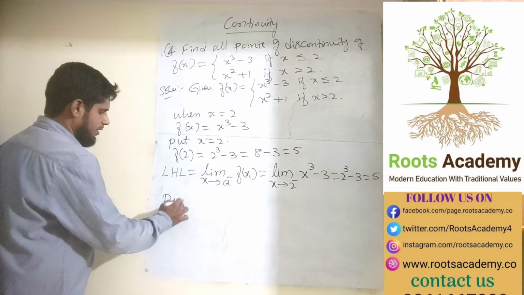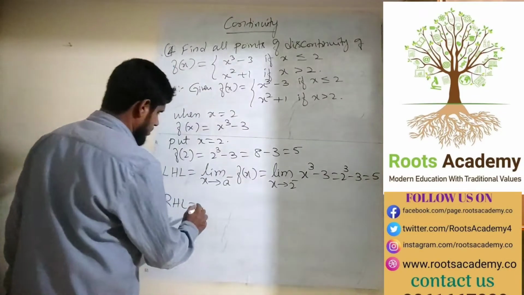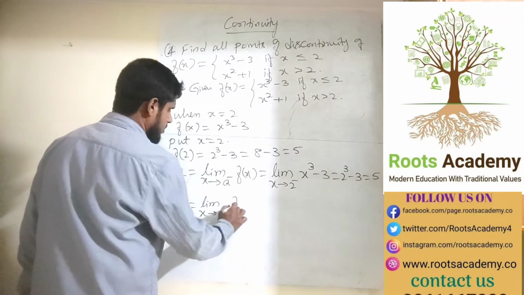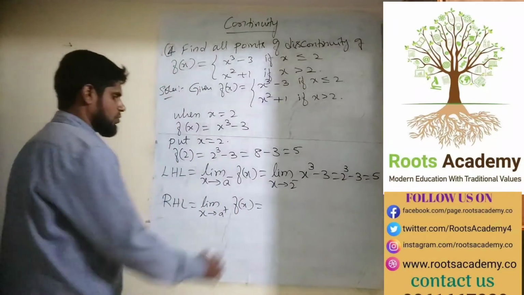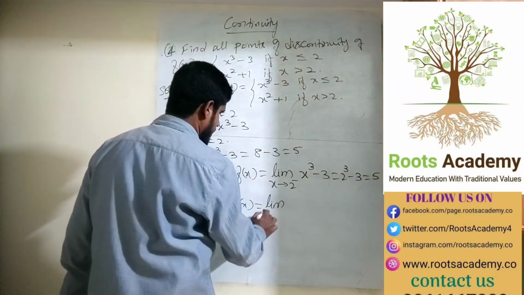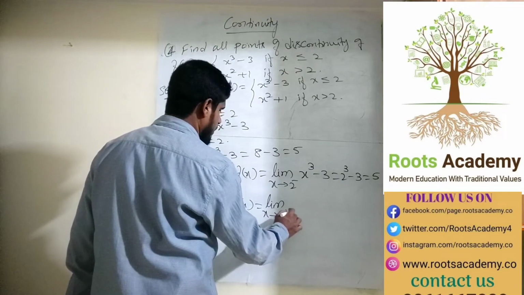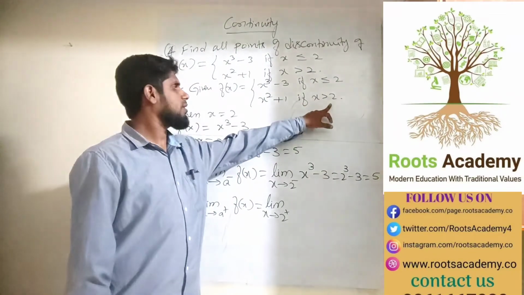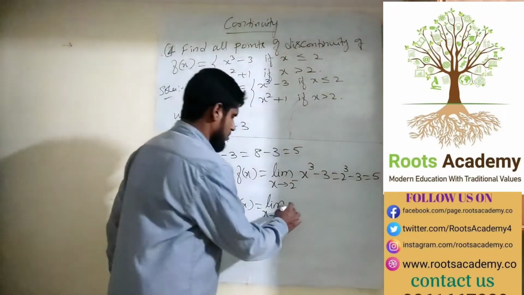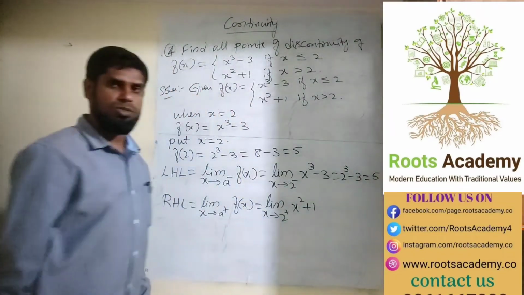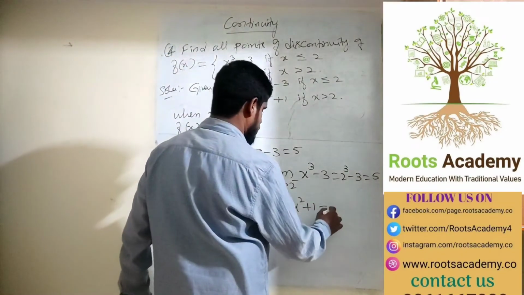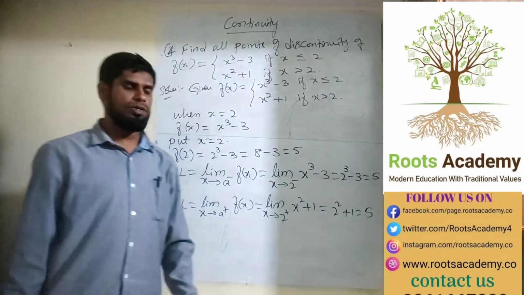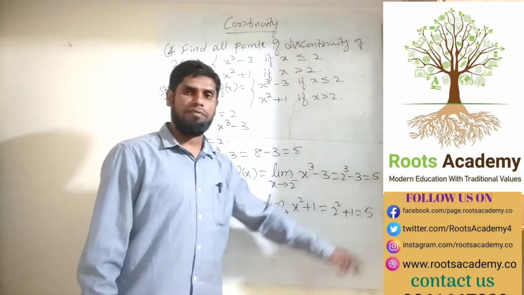Next is the right hand limit. Limit x tends to 2 plus f of x is equal to limit x tends to 2 plus. For the right hand limit, students, this is the condition and the function is x square plus 1, that is 2 square plus 1, it is 5. 2 square is 4, 4 plus 1 is 5.